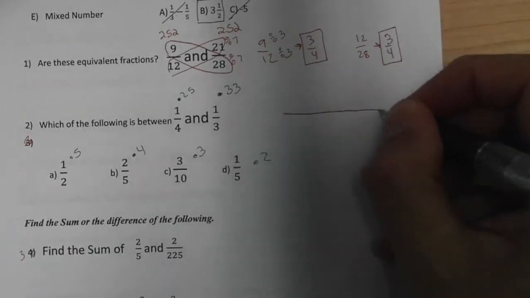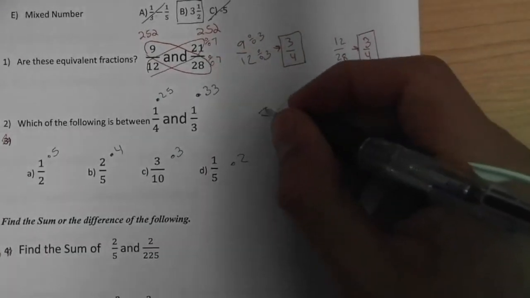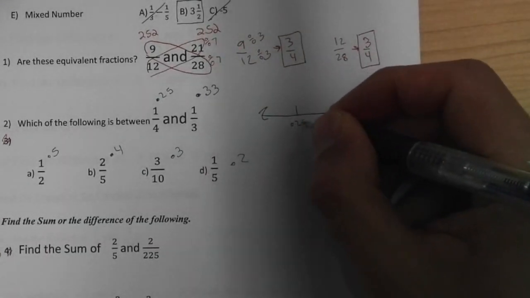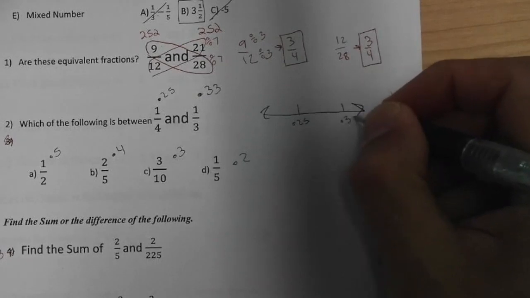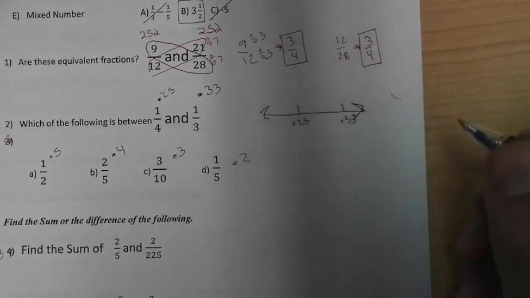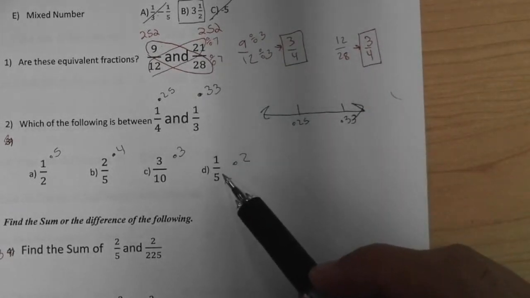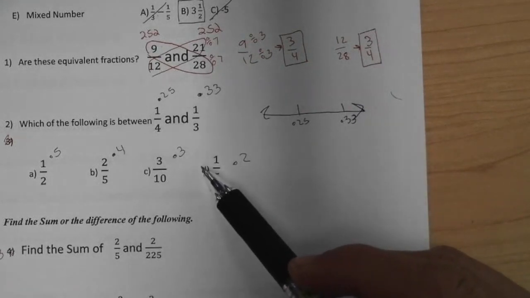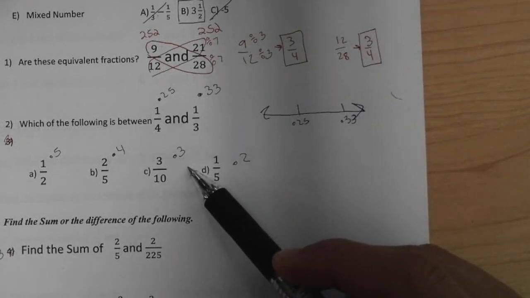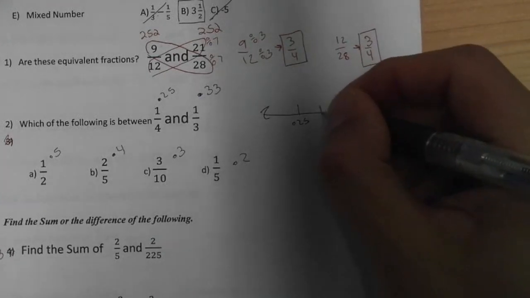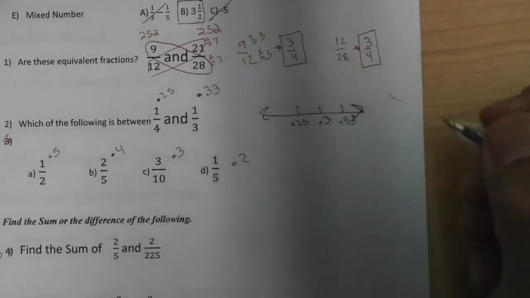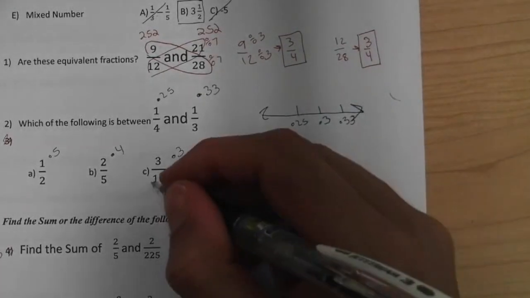If I had a number line here, here's 0.25, here's 0.33. Which one of these ends up between there? Did you say C? Yep, you got it. It's right in between there.